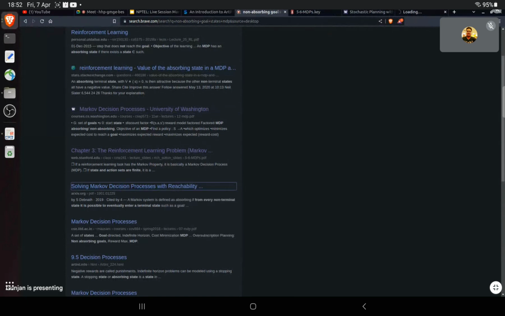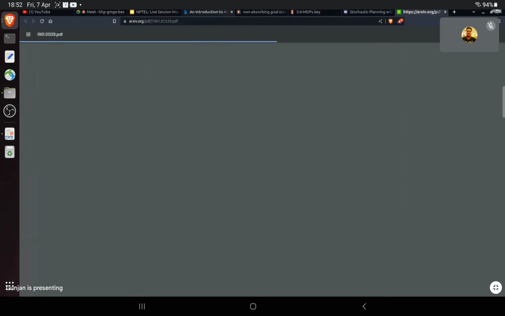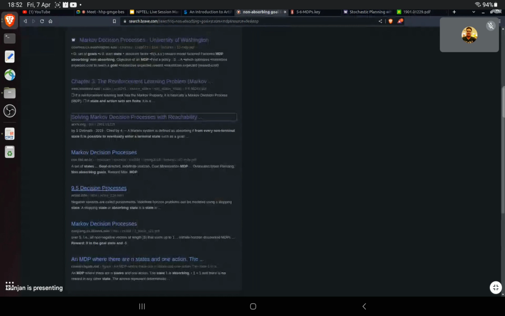A Markov system is defined as absorbing if every... So let us see. There is a paper. But what was the paper about? I don't want to read the paper. Let's see if we find something, because it's a good question. How would you even define a non-absorbing goal state? It doesn't even make sense to think about it.